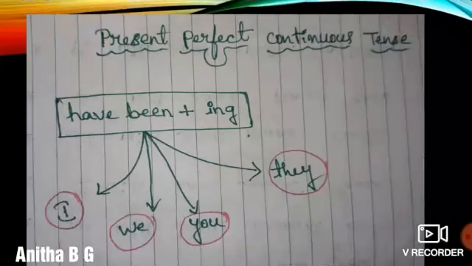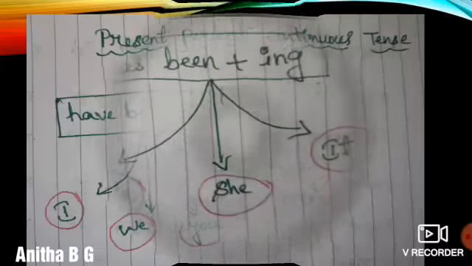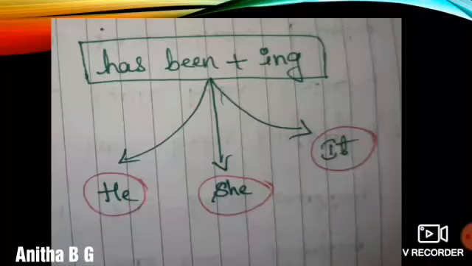Next, move on to the present perfect continuous tense. In the present perfect continuous tense, we have to use have been plus ing. For I, we, you, they, we have to use have been ing. I have been writing. We have been writing. You have been writing. They have been writing. For he, she and it, we have to use has been ing. He has been writing. She has been writing. It has been writing. It is in the present perfect continuous tense.